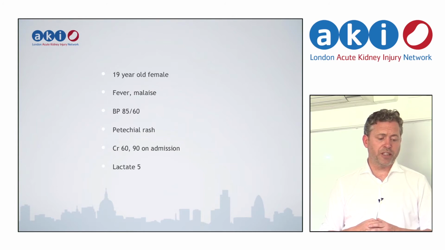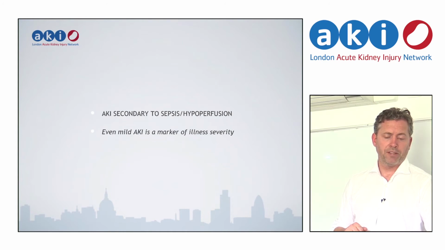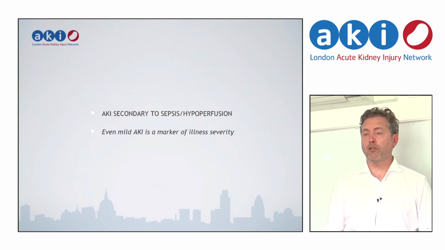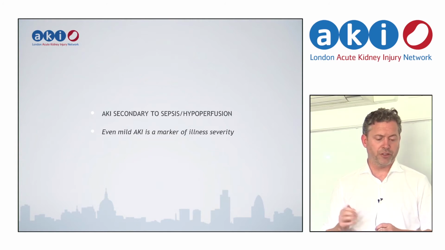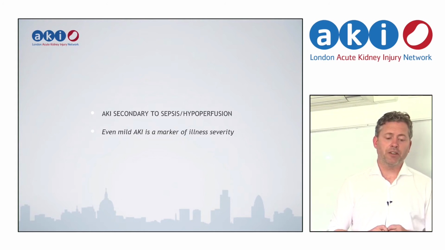So we'd say the likely etiology here, due to the petechial rash, was meningococcal sepsis. This may be present in meningococcal meningitis, but it indeed can purely present with septicemia with no meningeal features. So this is AKI secondary to sepsis and hypoperfusion.